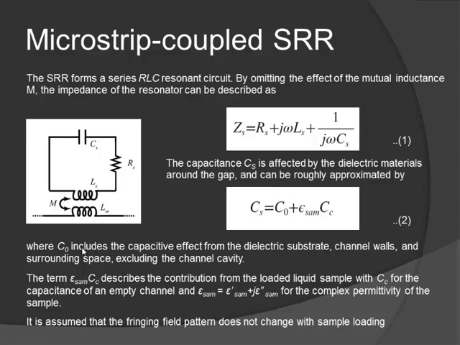the channel cavity. This part is a constant value, and the term of the epsilon of the sample multiplied by CC is the term that we consider. We can see that the epsilon of the sample is the most important part that we consider in this work.